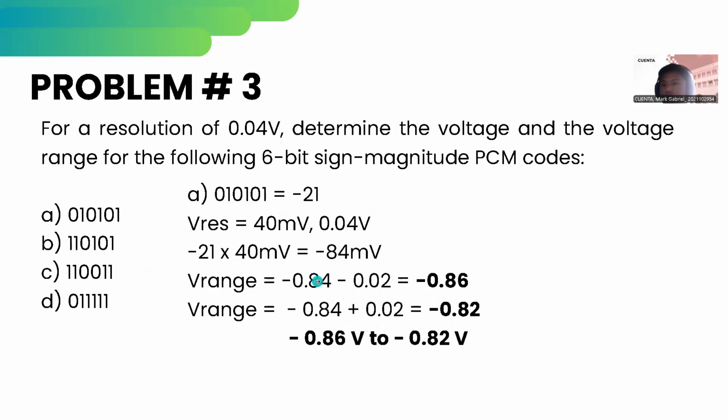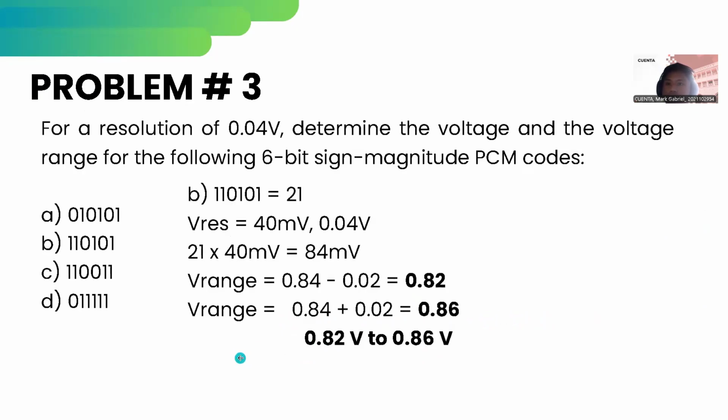So, the voltage range is negative 0.84 minus 0.02. Again, we got the 0.02 from the Vres over 2, where this Vres is equal to 0.04 over 2, which is equal to 0.02. So it is equal to negative 0.86. Again, negative 0.84 plus 0.02 is equal to negative 0.82. Again, we got the voltage range of negative 0.86 volts to negative 0.82 volts.